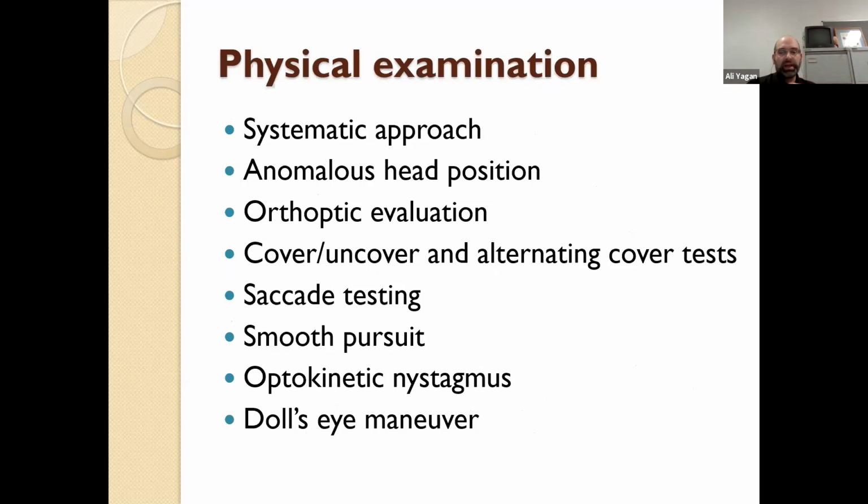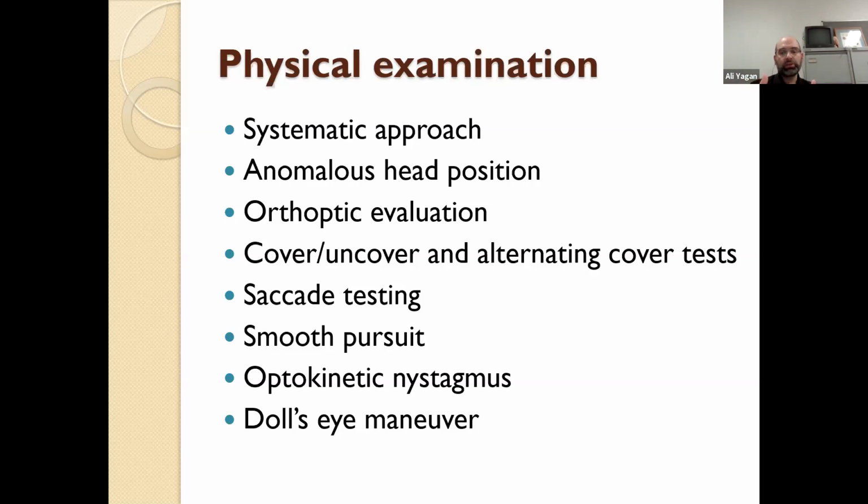You really need to understand that this is a complex system, and in order to understand what's going on, you have to be very systematic in your approach, very precise in what you do, and there are no shortcuts to this. You have to take it one step at a time and understand what's happening. Usually, the first thing we say is observe how they're sitting, see whether they have a tilt or an abnormal head posture, for example, tilting their head to one side, chin up, chin down, these things. And then you need to do a full orthoptic evaluation.